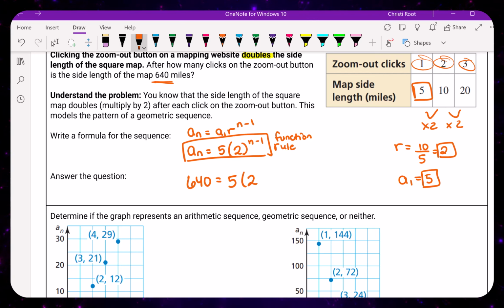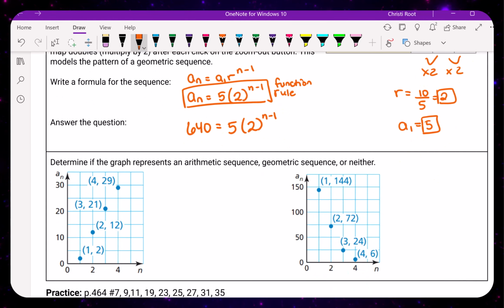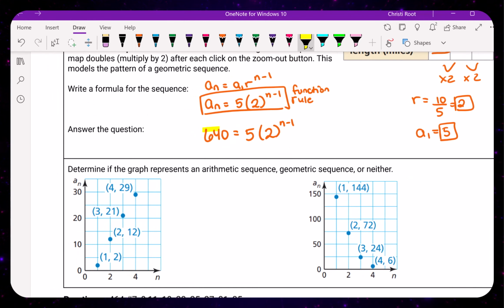So here's what you're going to do. Because we don't know how to solve this, what you're going to do is split this into a left and a right side.